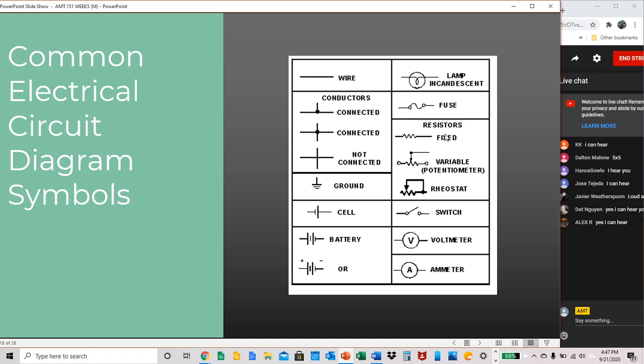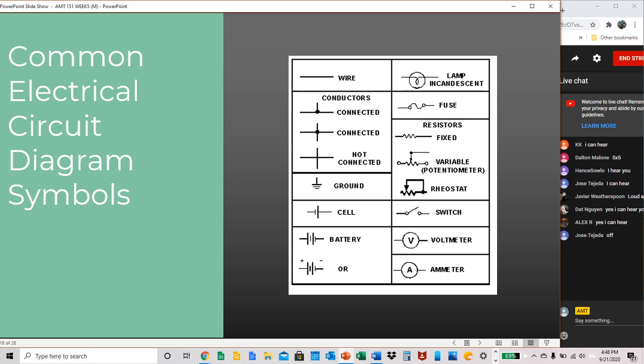So we have our fixed resistors, which we've used in some calculations, variable resistors, which that's our potentiometer symbol, and our rheostat symbol. We have our switch. Do you guys know, is this switch in the on or off position? Go ahead and type in the chat. And then we have our voltmeter and our ammeter. You guys will be seeing a lot of that, especially as we start getting towards your tests.